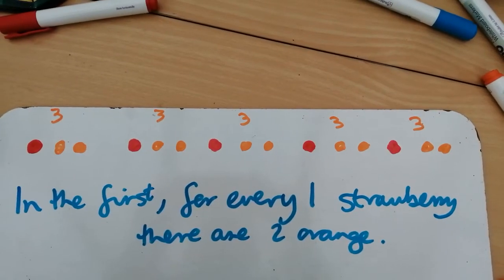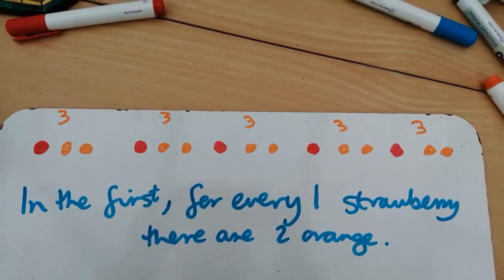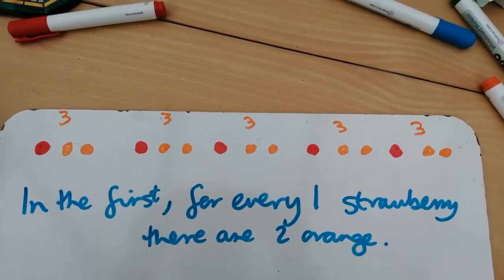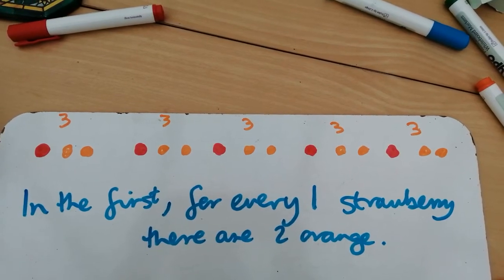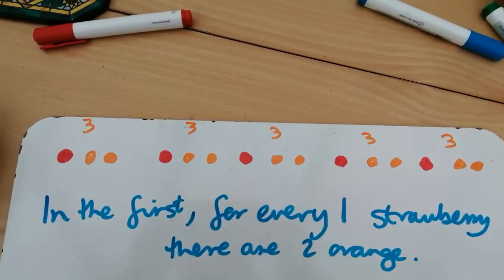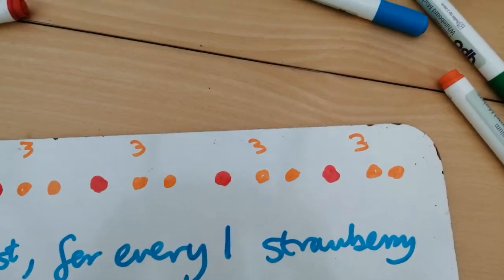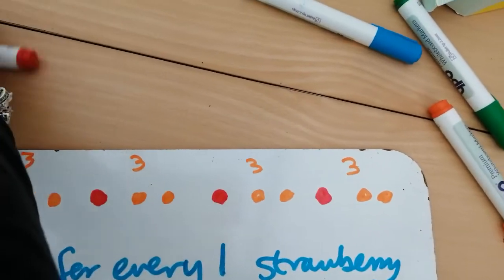Here's my first representation. I've drawn some dots. 1 strawberry for every 2 orange, and it's a total pattern of 3. And so because there are 15 sweets, that repeats 5 times. And I can see that I have got 1, 2, 3, 4, 5 strawberry in that first packet.